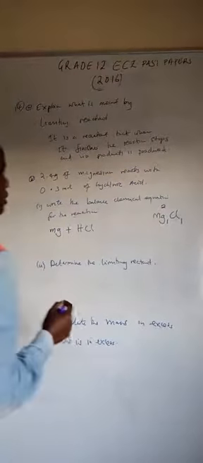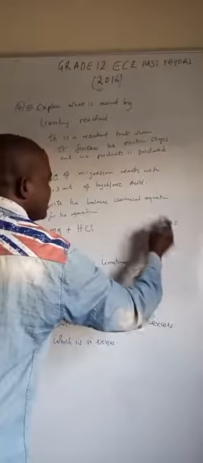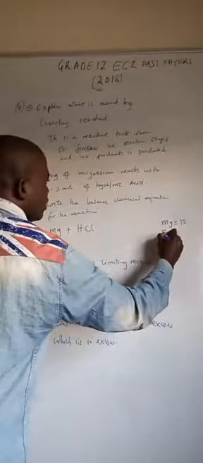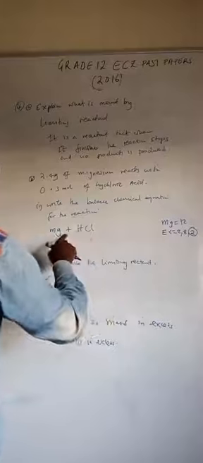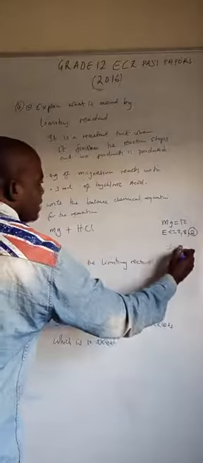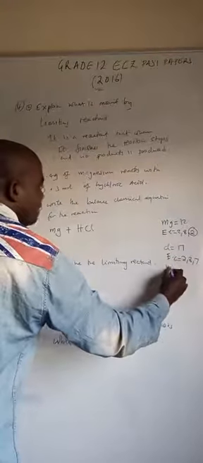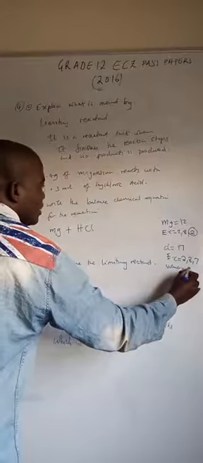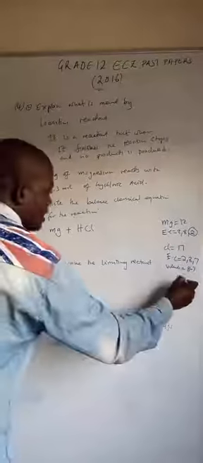2,8,7. Maybe we write them here because people may be getting confused. So this is magnesium, atomic number 12. Electronic configuration is 2,8,2. So the valence for magnesium is 2. Chlorine is 17, so its electronic configuration is 2,8,7. Valency is 8 minus 7. If the number at the end is greater than 4, that is 5, 6, 7, or 8, you always subtract from 8 to get the valence. So the valence is 1.